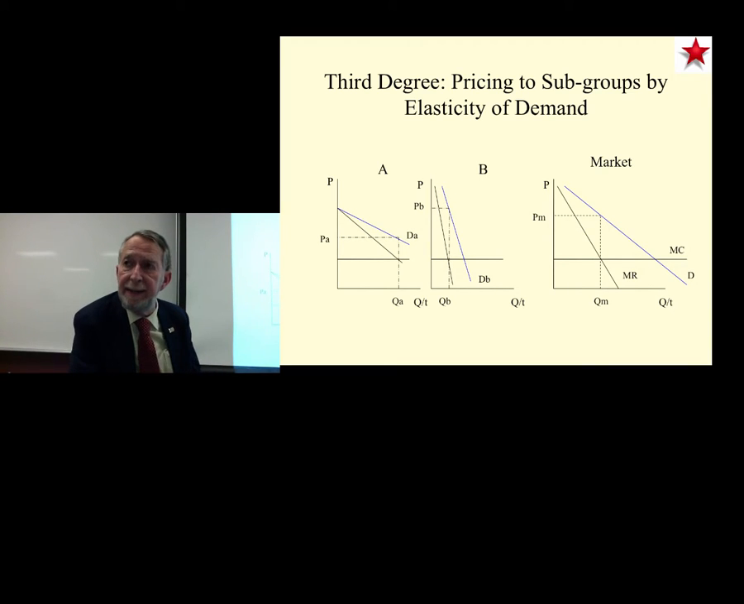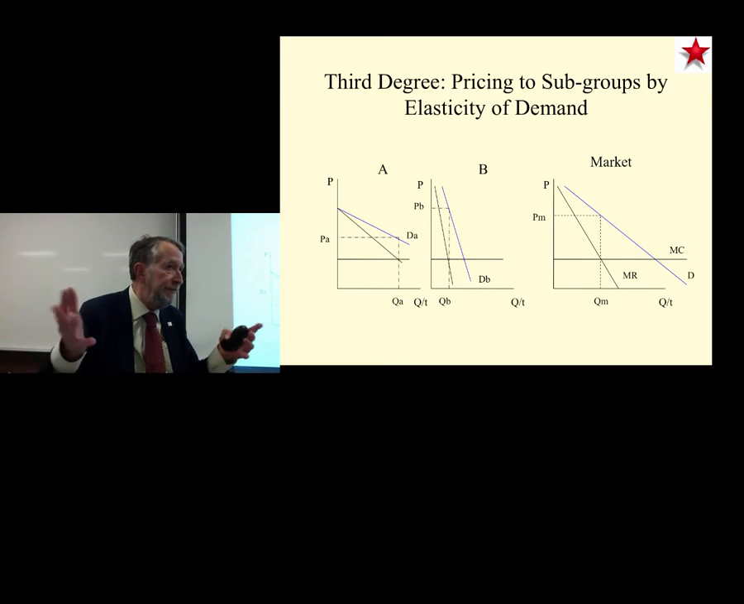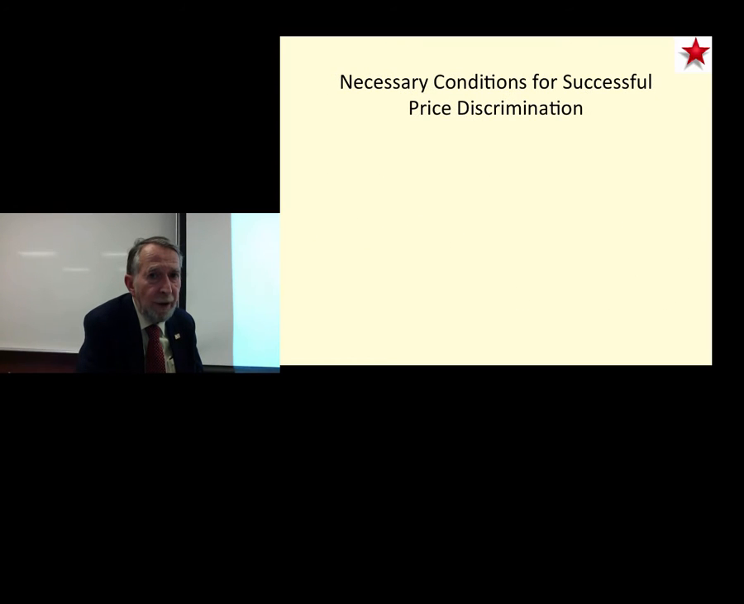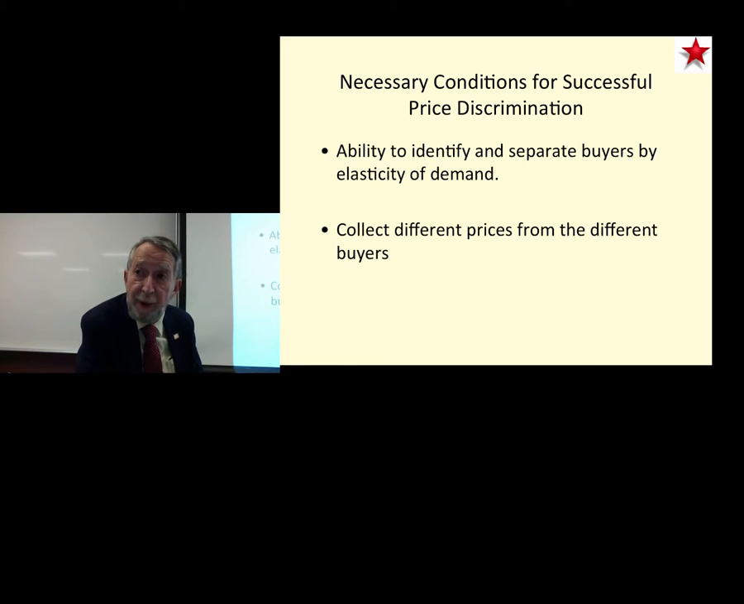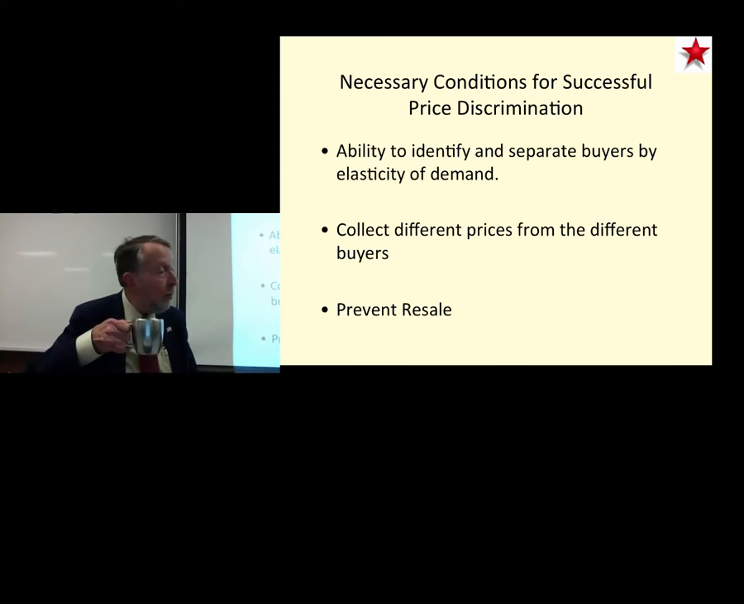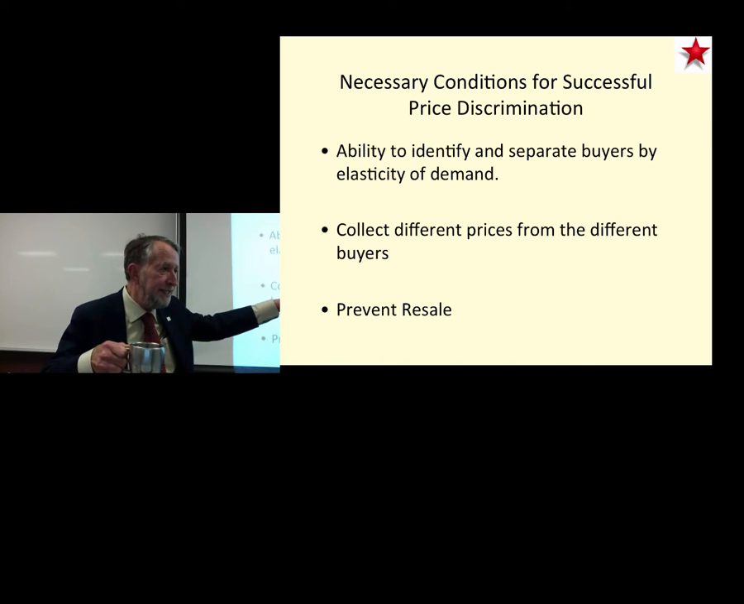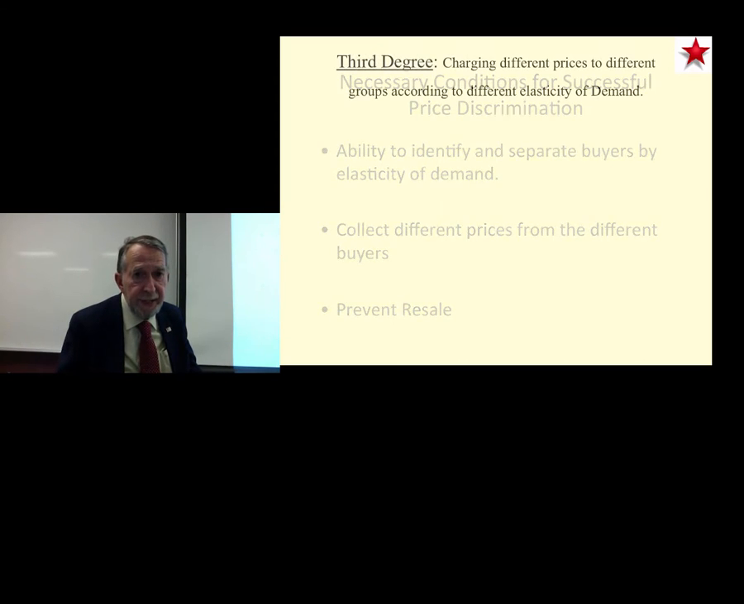Notice, by the way, that it's not necessary it's two groups. It could be 10 different groups if you can figure out the relative elasticities of all of those. Necessary conditions: identify and separate the buyers by elasticity, collect different prices from different buyers, and, as I said, prevent resale between them. You don't want the elastic buyer who's buying it cheap to be able to sell it to the inelastic demander, and then you've lost that increased revenue.